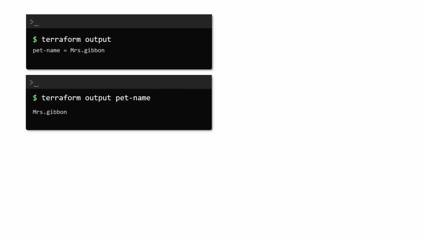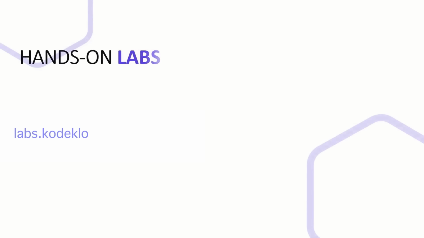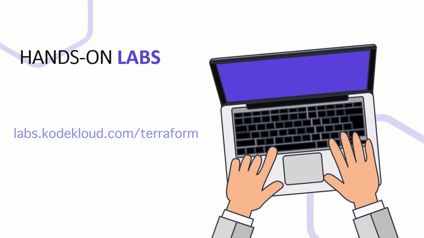We already saw that dependent resources can make use of reference expressions to get the output from one resource block as an input to another block. As such, output variables are not really required here. The best use of Terraform output variables is when you want to quickly display details about a provisioned resource on the screen, or to feed the output variables to other IaC tools such as an ad hoc script or Ansible playbook for configuration management and testing. Now, let's head over to the hands-on labs and practice working with output variables.